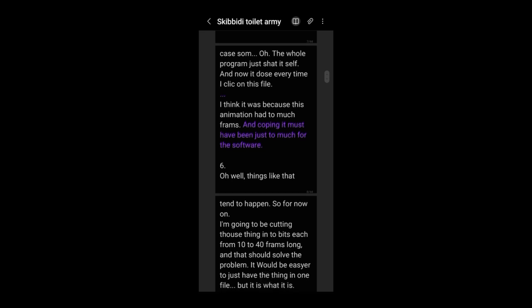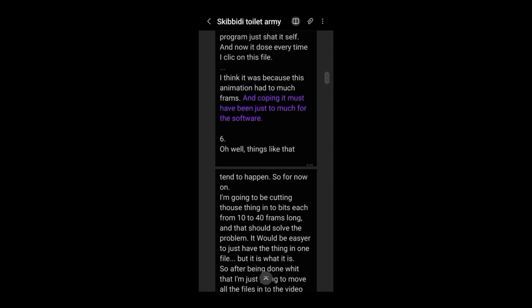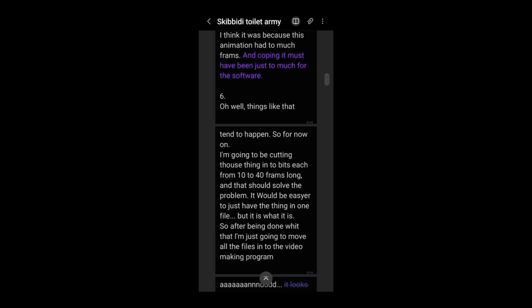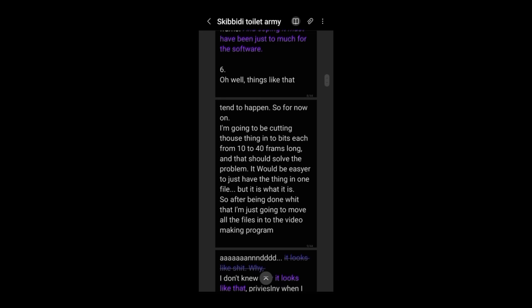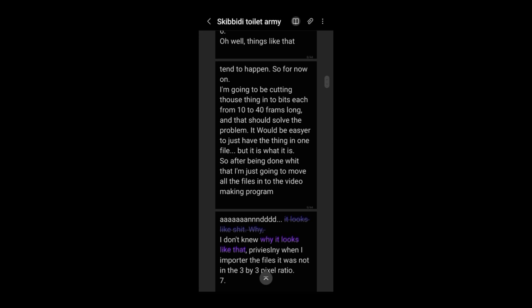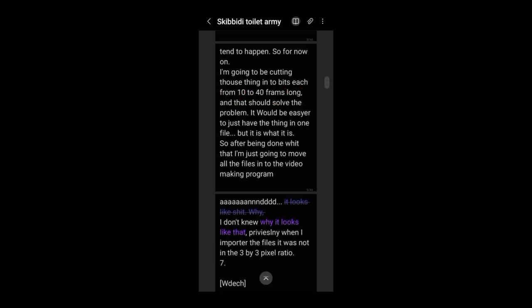And oh well, things like that tend to happen. So from now on, I'm going to be cutting those things into bits, each from 10 to 40 frames long. And that should solve the problem. It would be easier to just have the thing in one, but it is what it is.